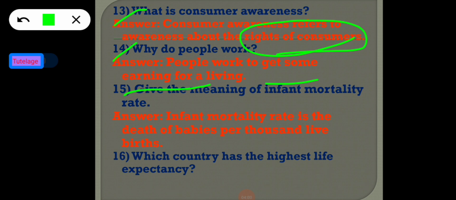So now going to the last question for this session. Give the meaning of infant mortality rate. Basically infant mortality rate is the death of babies per thousand live births. So the number of deaths of babies divided by 1000 live births is equal to the infant mortality rate.